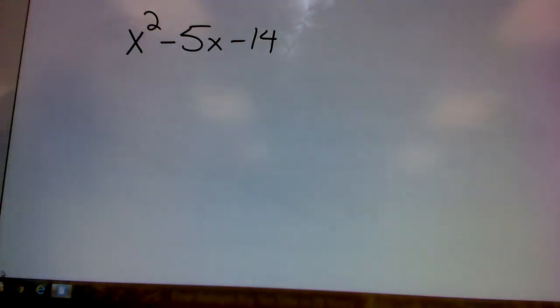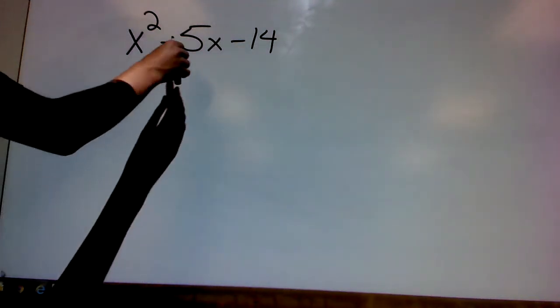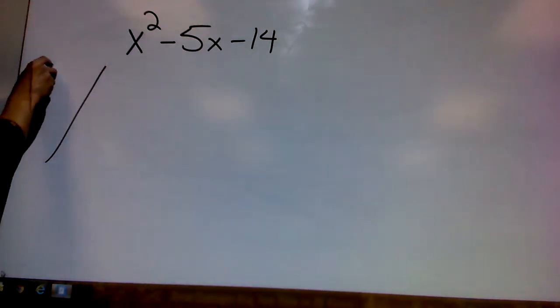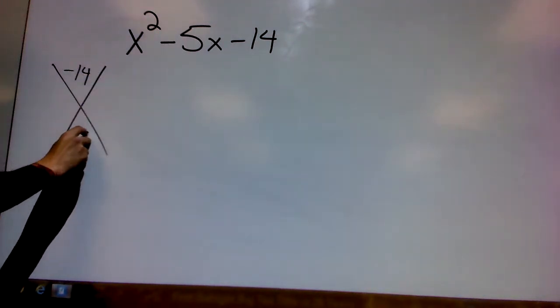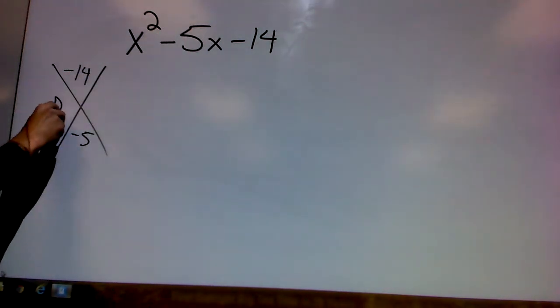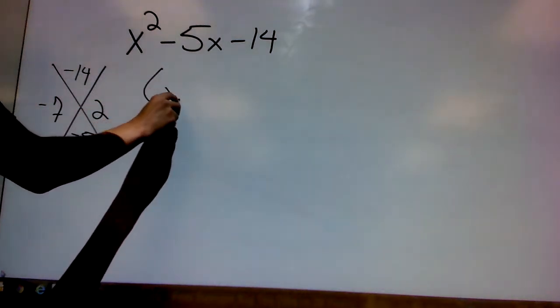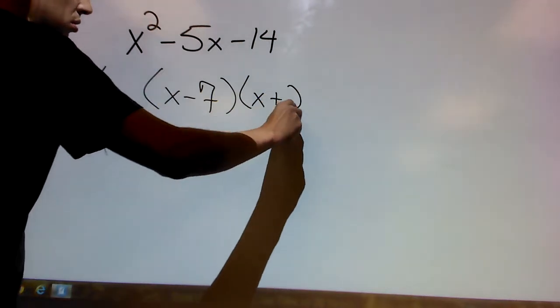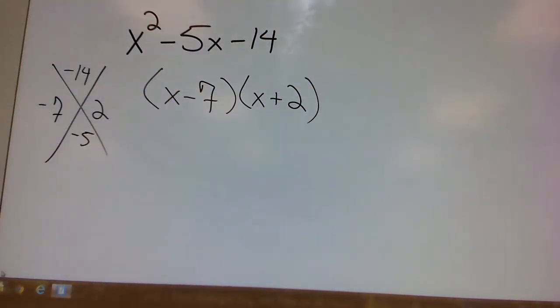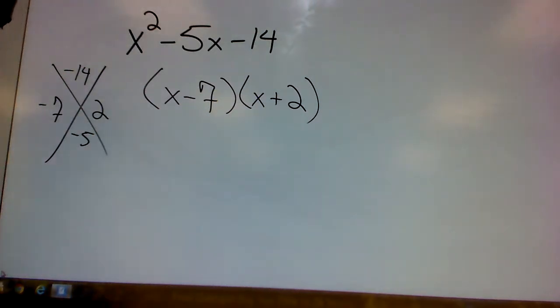You got to know how to do this. It is the simple x game. What multiplies is going to be negative 14. Combines is going to be negative 5: negative 7, positive 2. x minus 7, x and a positive 2. You got to know that setup. Most people know how to do that. Most people don't have a problem.